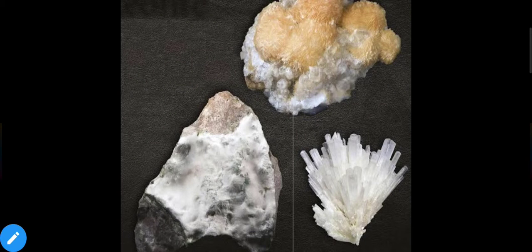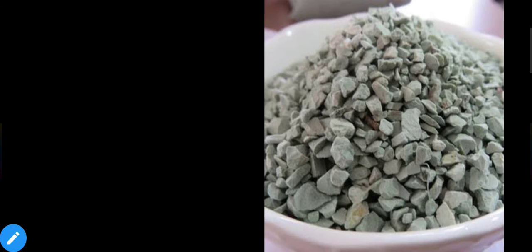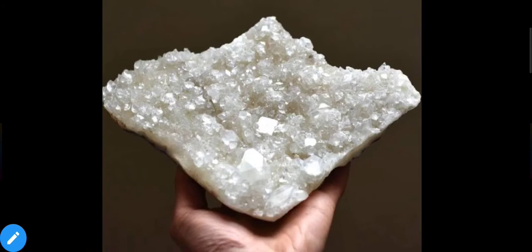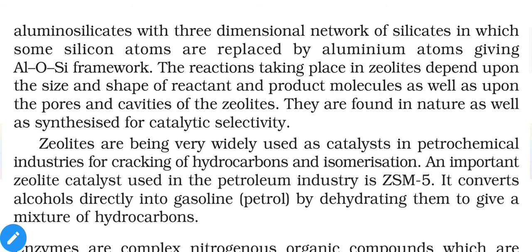Zeolites have many different shapes and many different compositions. Sometimes you may see stone-like zeolites, or sometimes crystalline zeolites. All of them are aluminosilicate compounds with different arrangements. They are microporous aluminosilicates with a three-dimensional network of silicates in which some silicon atoms are replaced by aluminum atoms, giving an AlSi framework.